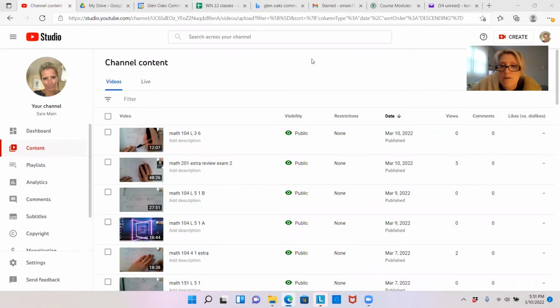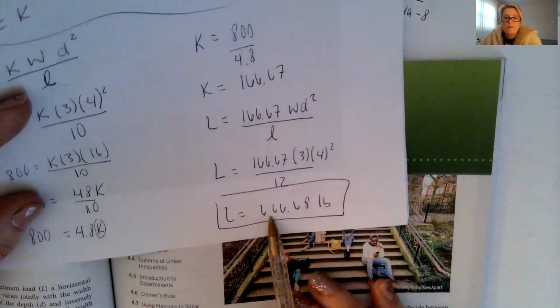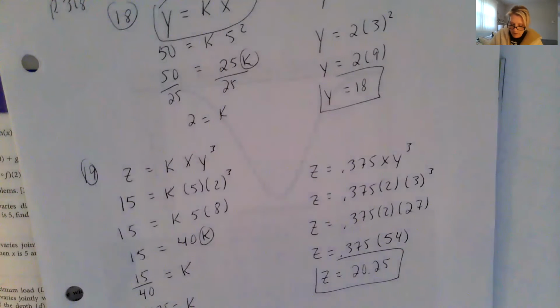And I will show you what that looks like on that paper. So it can hold 666.68 pounds. So those should support you on the review for variation on the chapter 3 test.